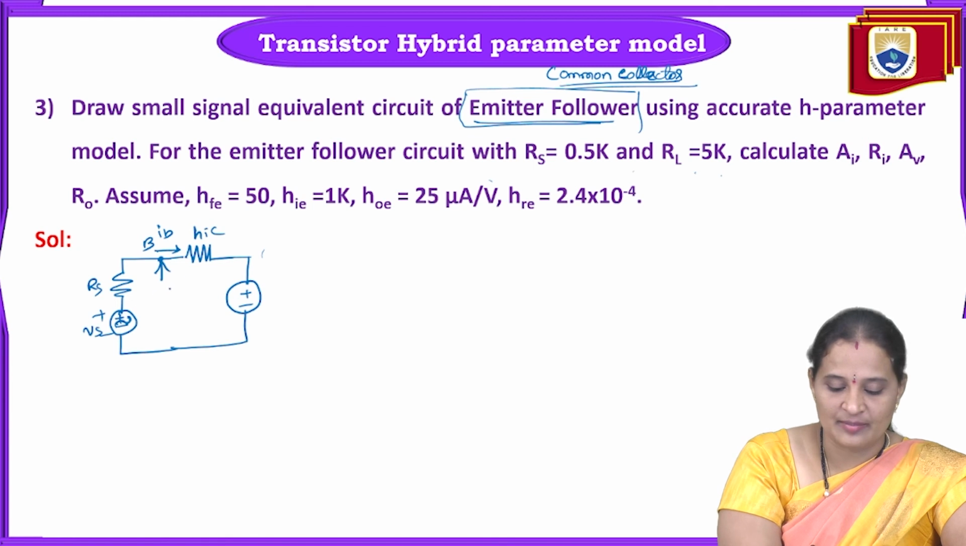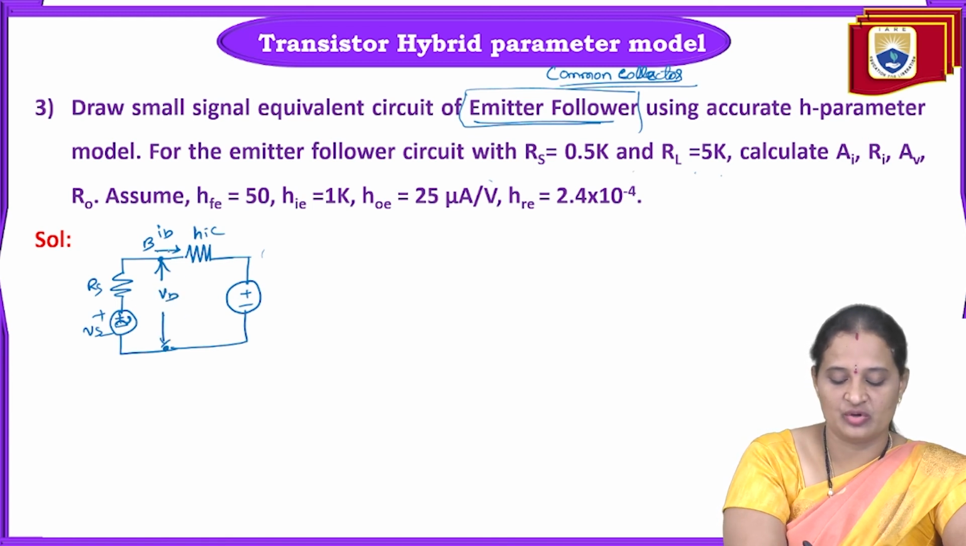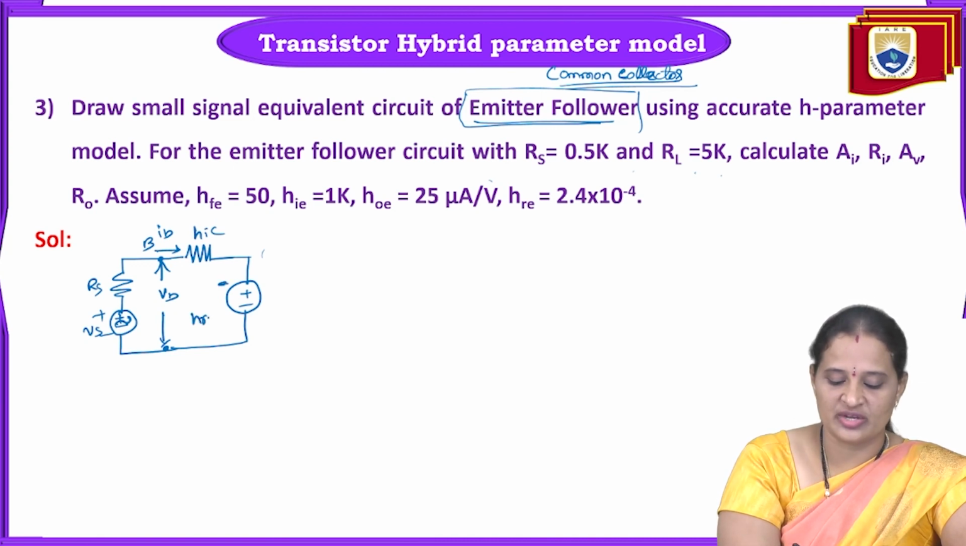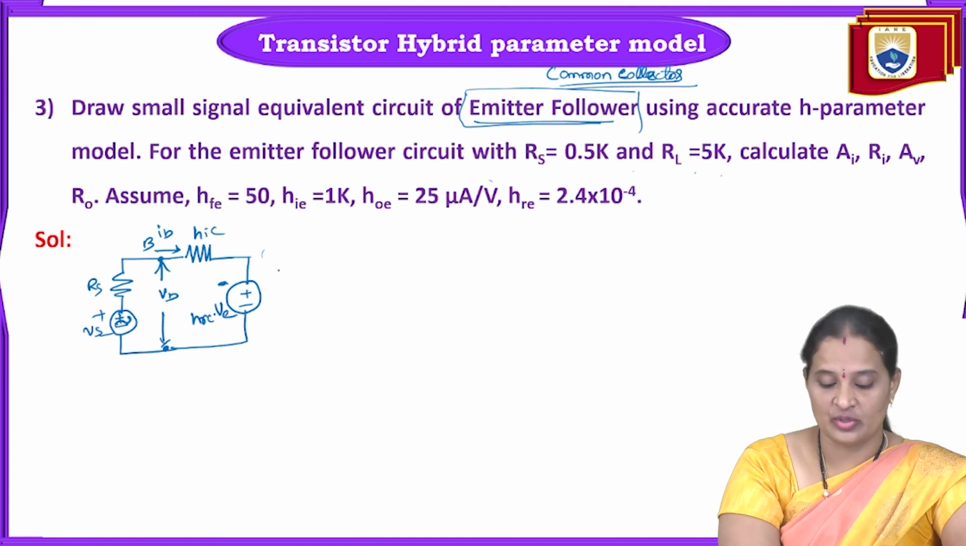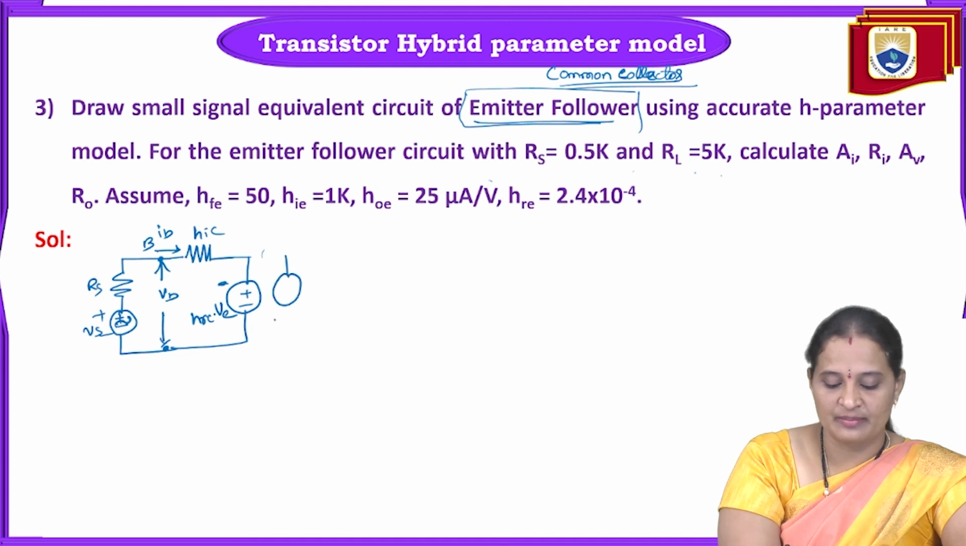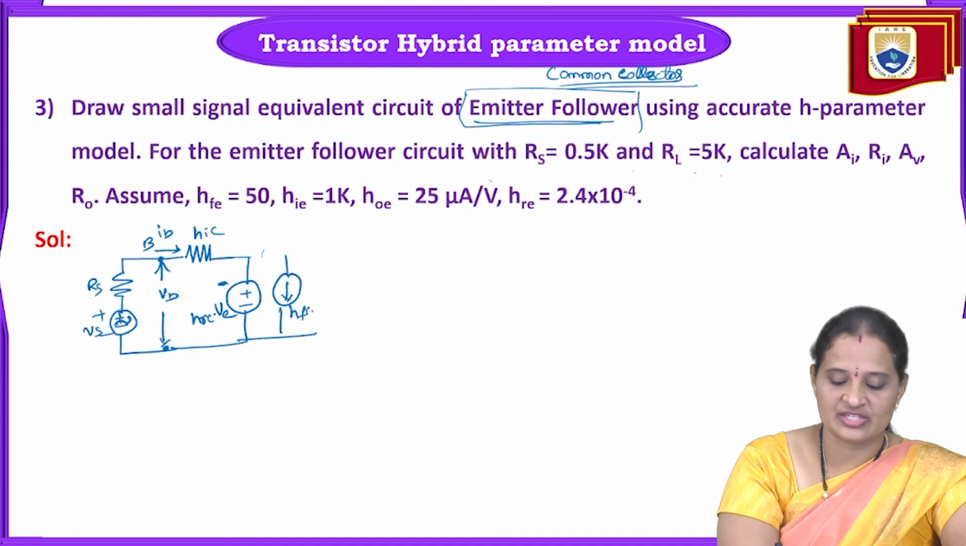Base is the input terminal, and the input voltage is VB, and here the magnitude of this one is HRC into VE, because VE is the output voltage. Okay, VB is the input voltage and VE is the output voltage. And this one is HFC into IB. This is the current source at the output side.